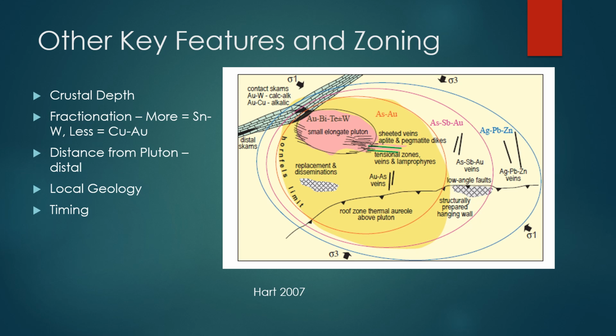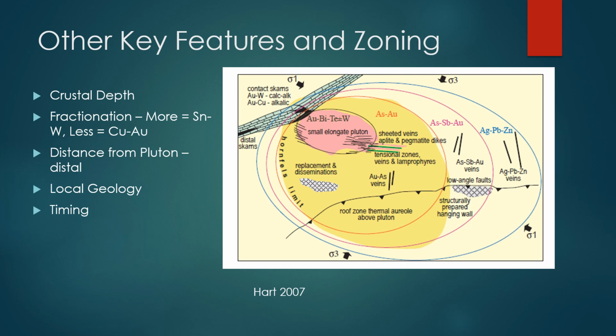The local geology can have an influence. Like I said about the black shales, if we've got more black shales, that's going to start to produce more reducing fluids. And then there's a timing question. As you'll see in later deposit examples, there can be multiple intrusions passing through in one go, and only one of those may be mineralized.